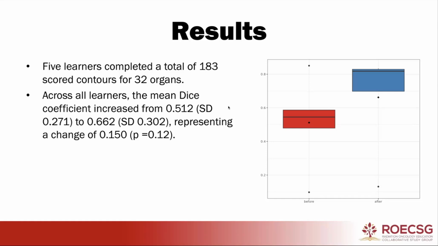Across all of the learners, the mean DICE coefficient increased from 0.512 to 0.662, representing a change of 0.15 with a p-value of 0.12.